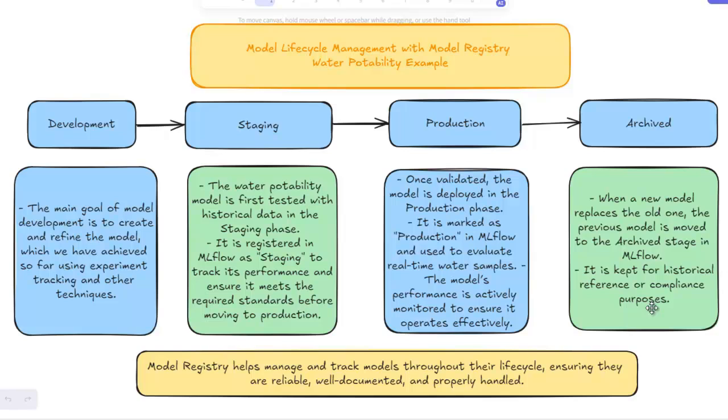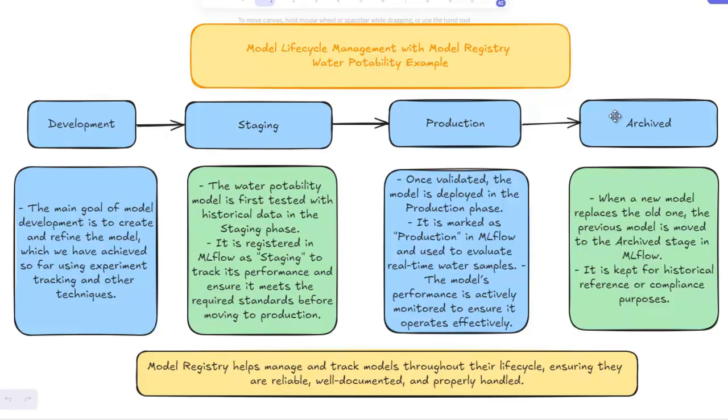I will show you this all practically. At the end, we can conclude that model registry helps manage and track models throughout their life cycle, ensuring they are reliable, well documented, and properly handled. So these are the model lifecycle stages that you can see over here. As I said earlier many times, we will discuss this all practically. So these are the model stages that you can see over here: development, staging means testing, production, and archived.